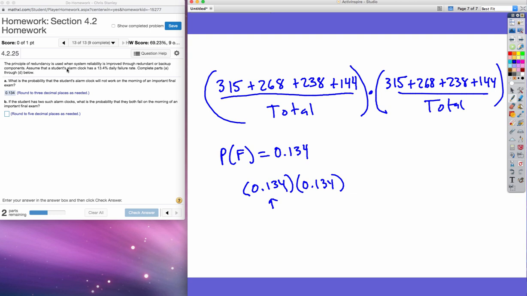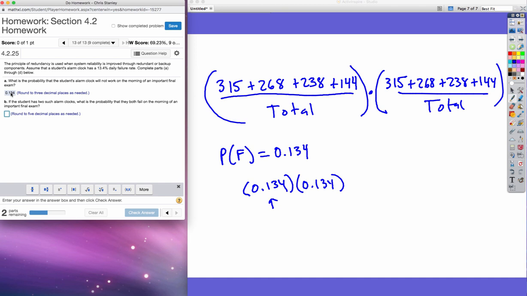0.01. Okay, we need to go 5 decimals. 7.956. So that's 1, 2, 3, 4, 5. So that 5 needs to go to a 6. That's 5 decimals.